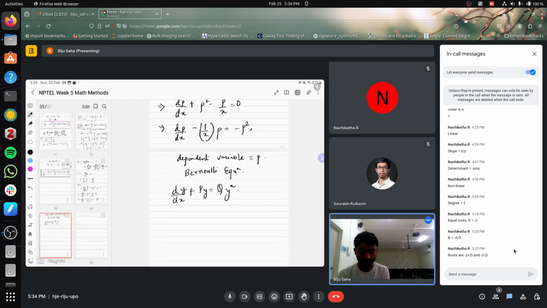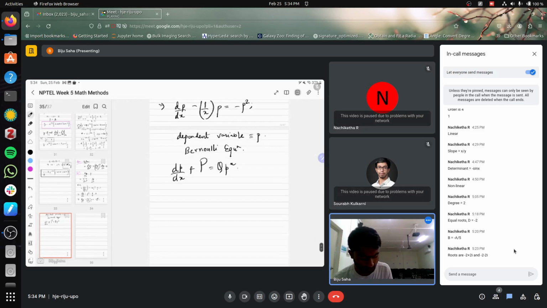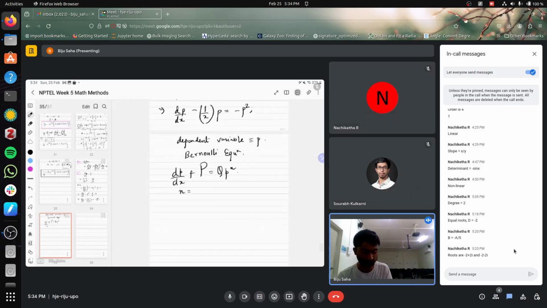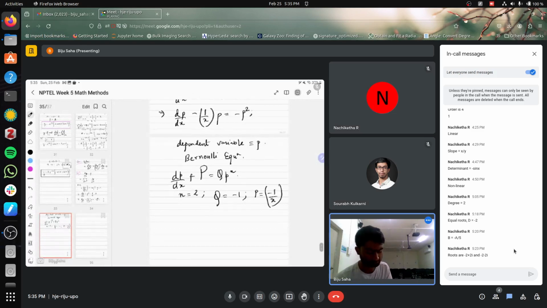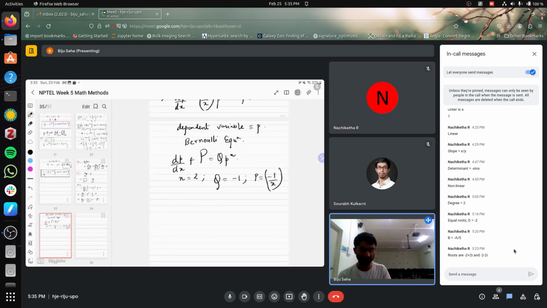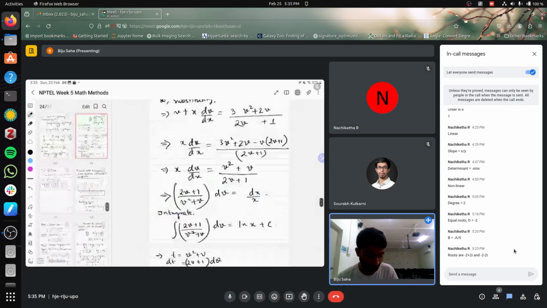So comparing with the Bernoulli equation, this was the form. Let me replace, since my dependent variable is p, so as not to get confused between this P and this P. So my dependent variable is now P. My N from here turns out to be 2, and Q is -1, and P is -1 by X. So this is the prescription you have in hand.